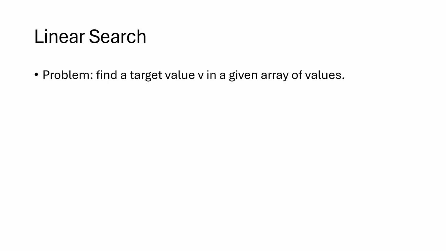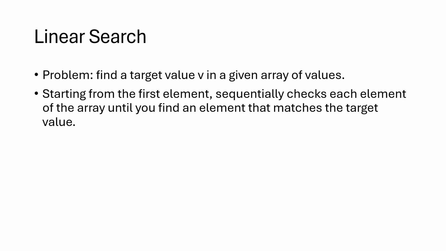So the problem is we are given an array, or any kind of sequential data structure like a vector or a list. So an array of values and a specific value v that we call the target value. And the problem that we are trying to solve is whether v occurs in the array, and if it does, where in the array it occurs. Now, what linear search does is a very simple algorithm.